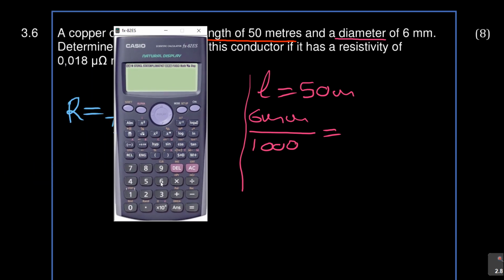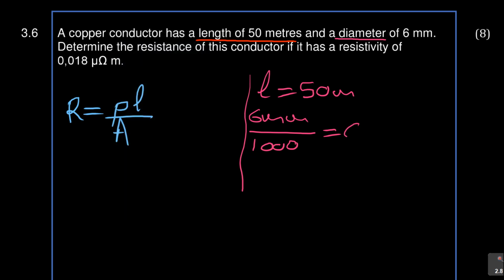This will convert your 6 millimeters into what? Meters, which is 6 times 10 to the power negative 3. See, it's more like you're multiplying by 10 to the power negative 3. This is now in meters.